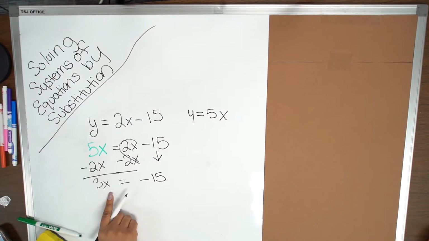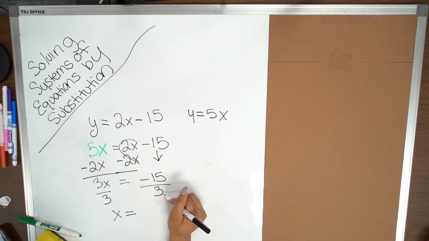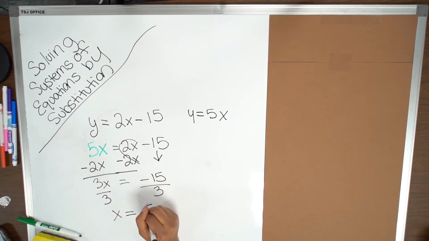We have to separate the 3 and the x. So this is multiplication. So we have to do division. What you do on one side, you do to the other. So x equals negative 15 divided by 3. So we know that 15 divided by 3 is 5. And then just add the negative onto it. So x equals negative 5.